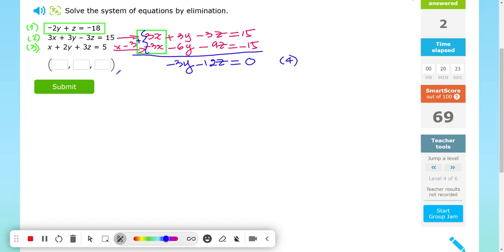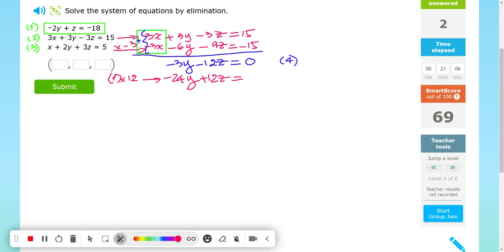So now, equation number 4 and equation number 1 have only y and z. So what should we do? We can eliminate the z next. I would multiply equation number 1 by 12. Negative 2y times 12 becomes negative 24y. Z times 12 becomes 12z. Negative 18 times 12.